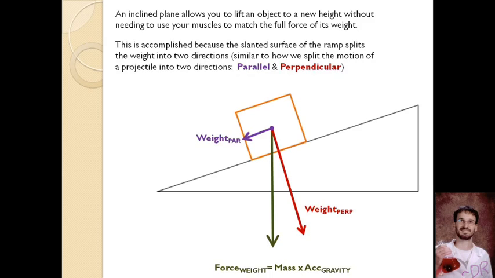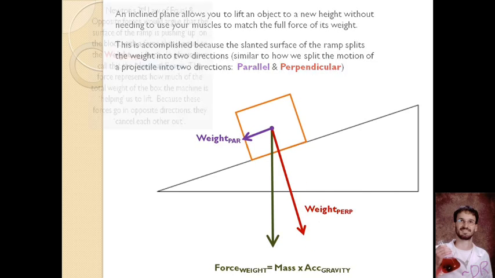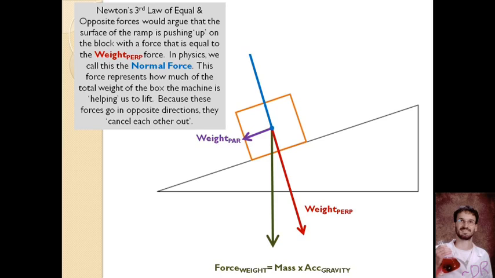So anyway, we have this weight of the object based on gravity split now into two different parts. The part that is perpendicular to the ramp and the part that is parallel to the ramp. Well, we've learned about Newton's third law. Newton's third law is that of equal and opposite forces. So remember how you jump, you push into the ground, and the ground pushes back on you.